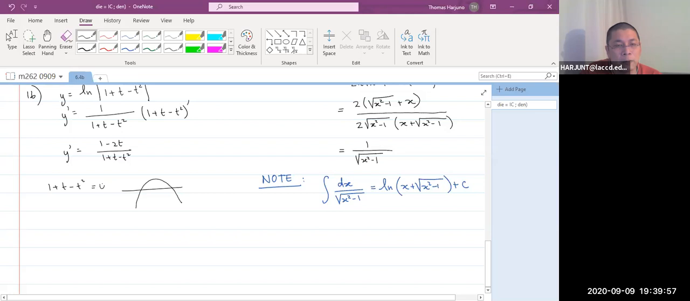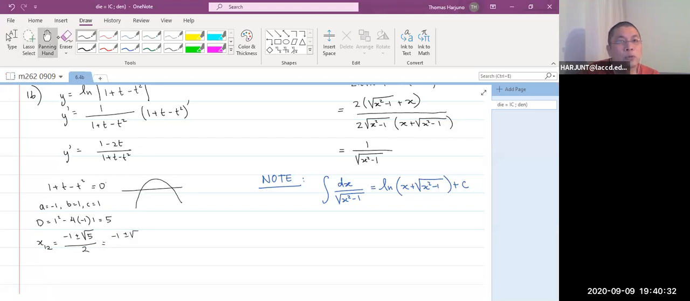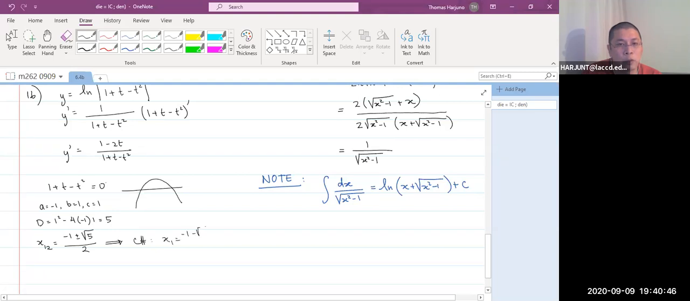Okay, let's find the critical numbers first. So a is equal to -1, b is 1, c is 1. So the discriminant is b squared minus 4ac, that's equal to 5. So the critical numbers x1, 2 will be negative b plus minus square root of the discriminant over 2. So that's -1 plus minus square root of 5 over 2. Let me split it instead. So the critical numbers are -1 minus square root of 5 over 2. This is where it is located. And x2 is -1 plus square root of 5 over 2.